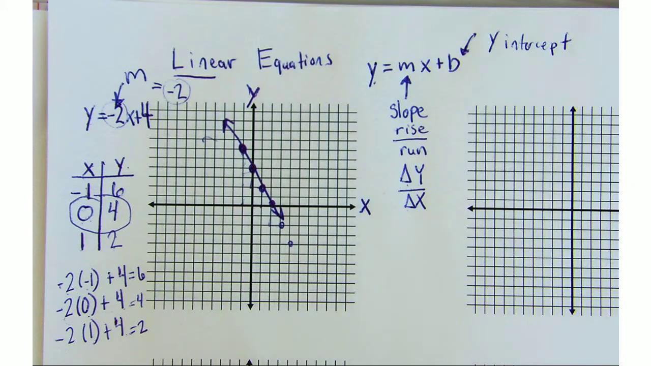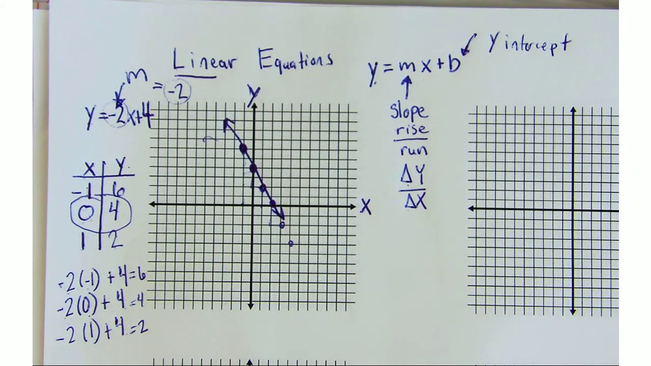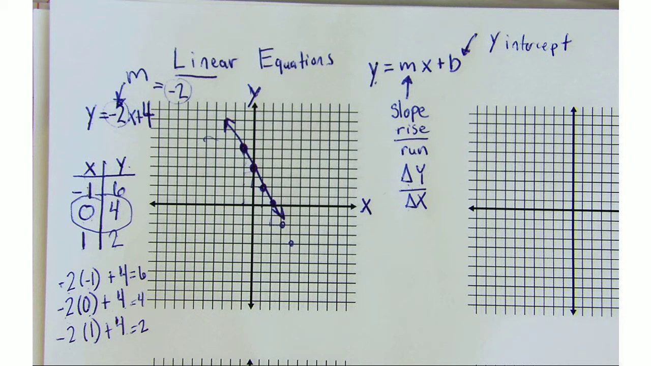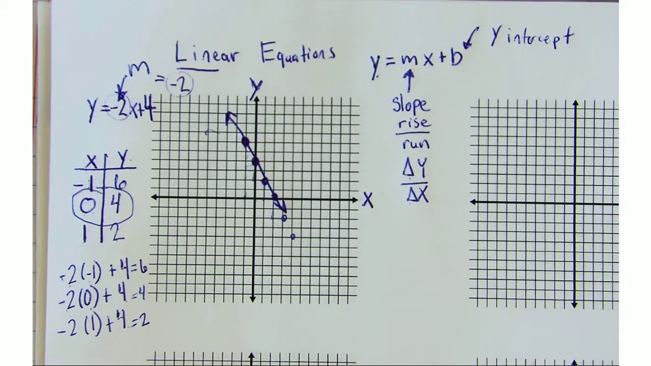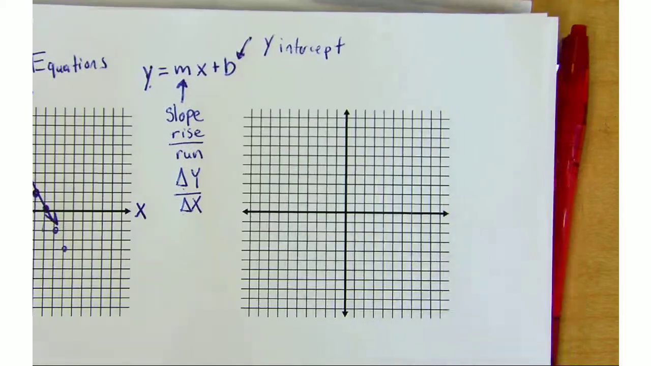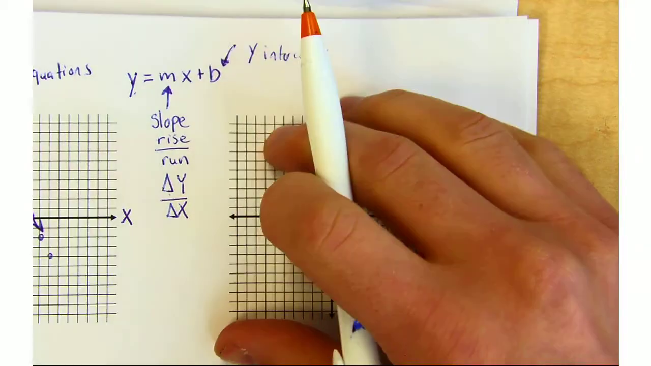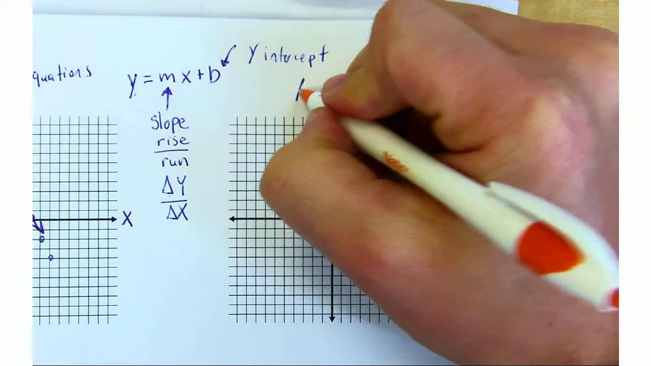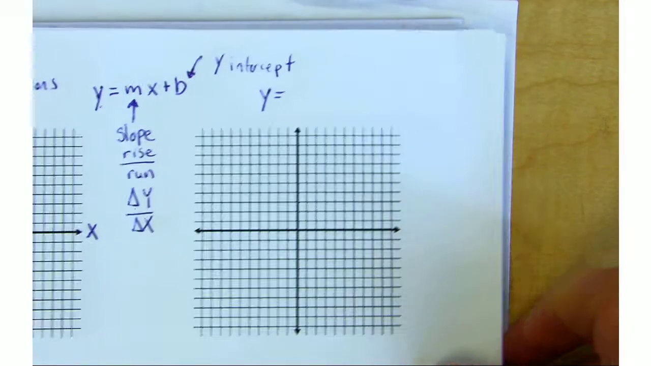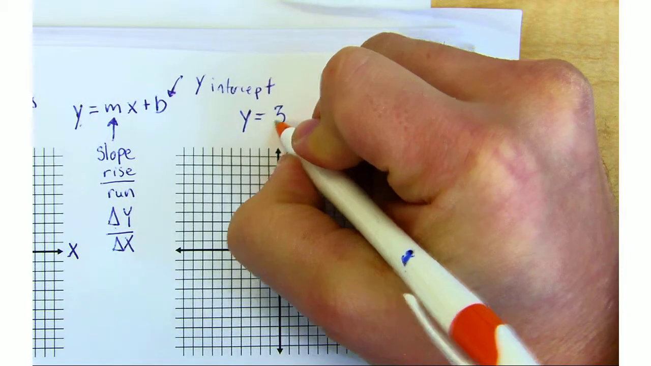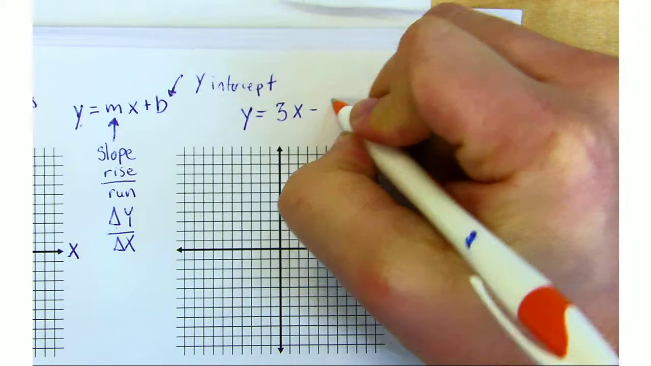Okay? And we'll do a few more of them so you can get the hang of it. Questions on the first one? All right, let's try y equals 3x minus 5.